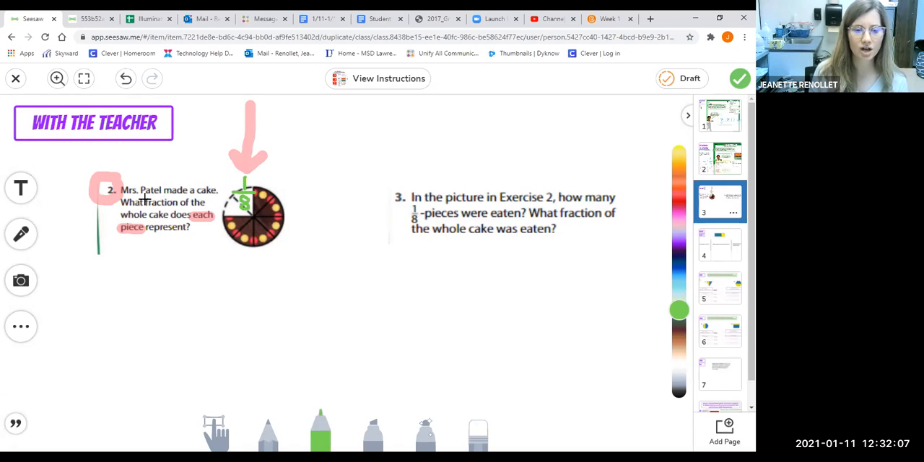Mrs. Patel wants to know, what fraction does each piece represent? 1/8 is the correct answer. Check that you have your cake labeled and your answer written down.